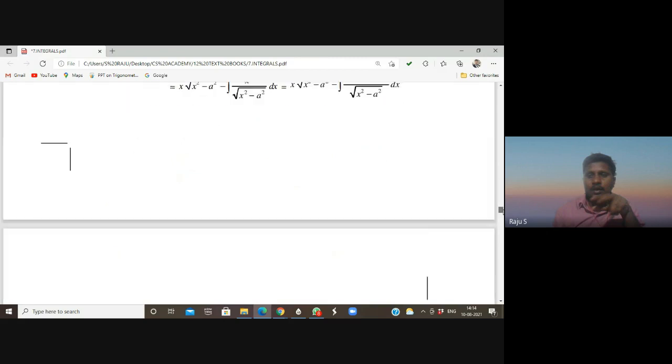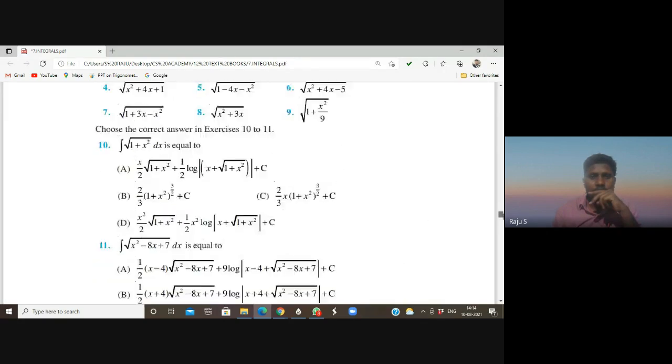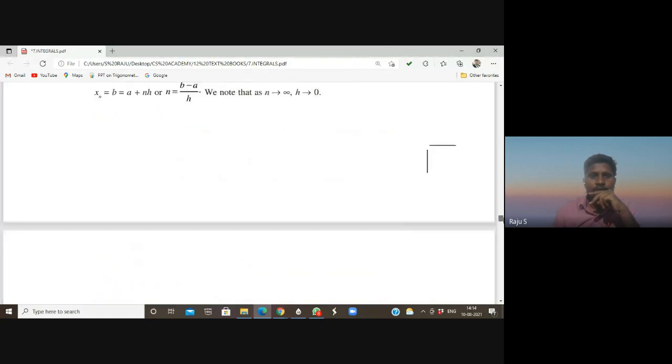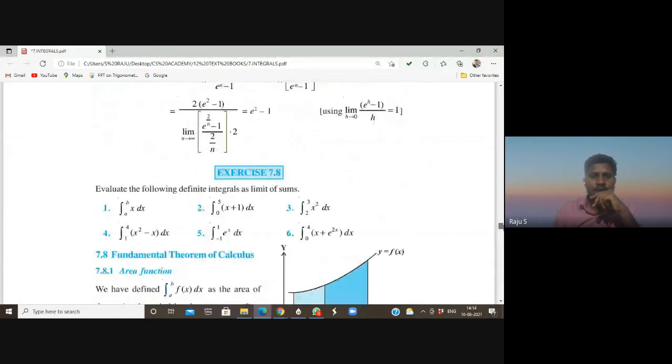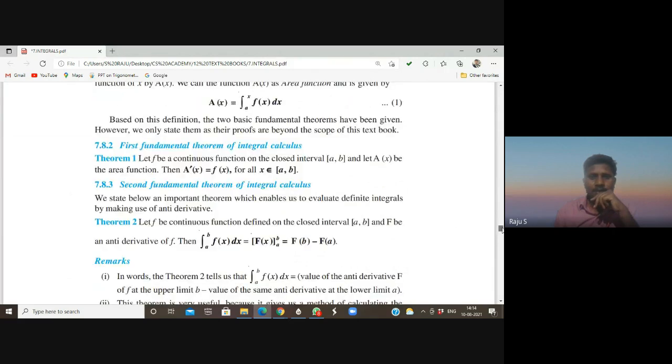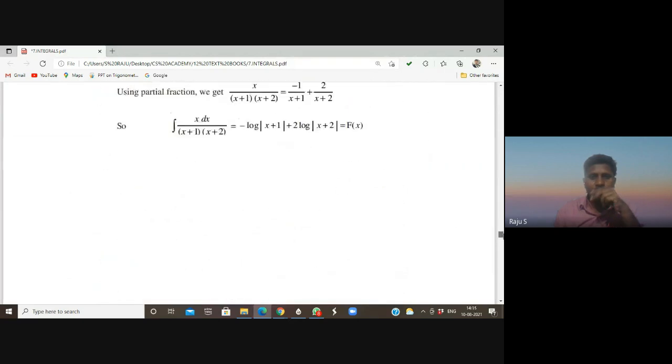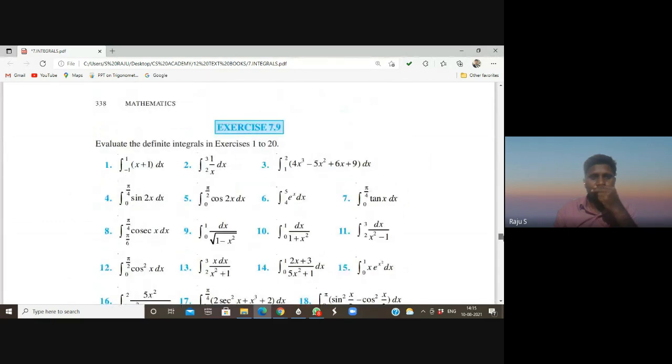Okay, this is the 6th exercise, and I think this is the 7th exercise. Next, this 8th exercise, I think, is deleted. 7.8 is deleted. Last year, I think, and this year also it is deleted. And next, coming to 7.9.